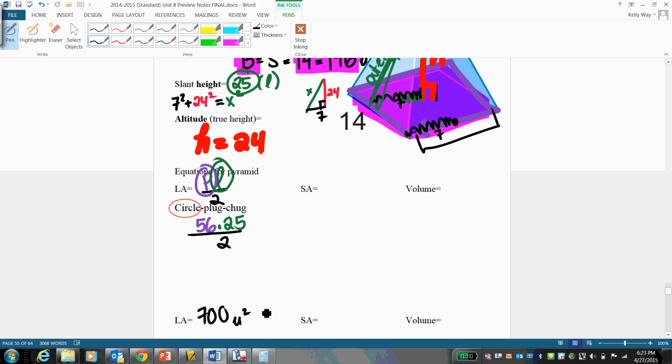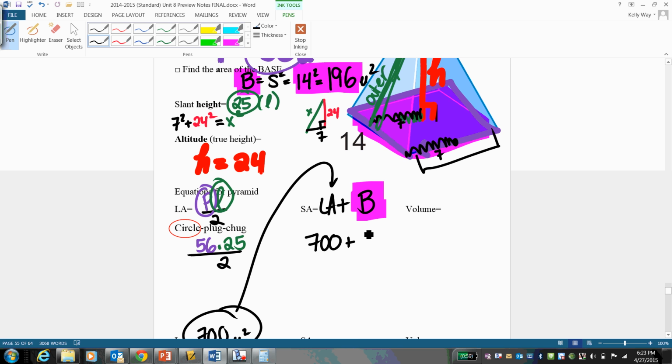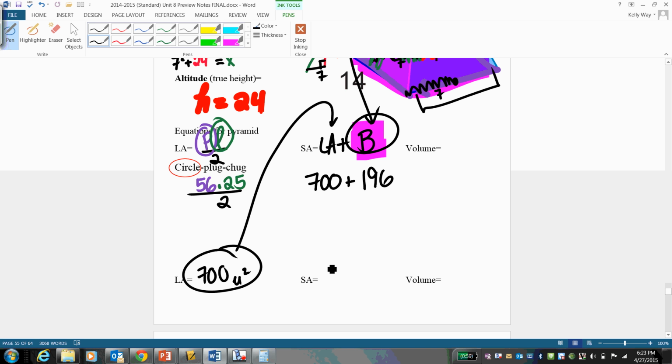Okay. Surface area, that's the total surface area, including the base. That's going to be our lateral area plus 1 base. Now, we already have that base. So we circle lateral area. We come over here, and it's going to be 700 plus the area of 1 base. Circle, circle, plug it in. Just add those 2 up. That's the total wrapping paper area of the entire pyramid, 896 units squared.